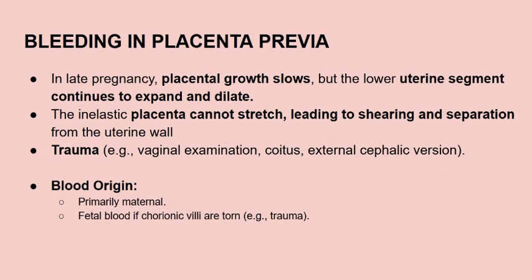It's a common question in many examinations. In placenta previa, the bleeding is usually of maternal origin. Then in vasa previa, the bleeding is usually of fetal origin.